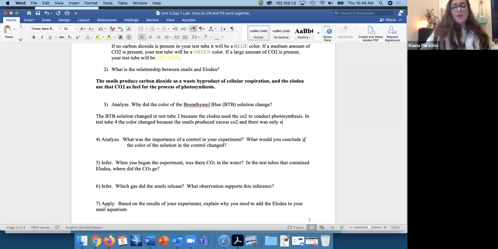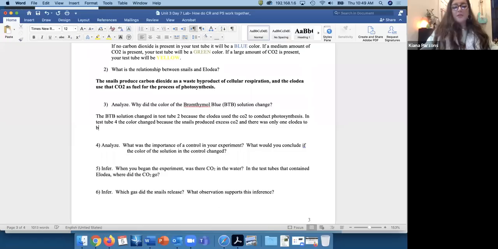Hold on 1 second, Salem. Elodea to balance the CO2 output.